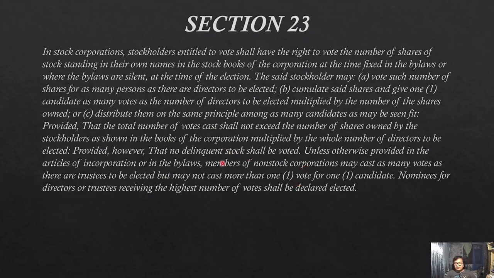Assurance sa books ng corporation, multiple, provided, ito, malaga to, no delinquent stocks shall be voted. Di ba, delinquent stocks, ibig sabihin stocks na hindi pa na-, no? Like, for example, sinubscribe yan, di ba? Sa accounting for partnership and corporation siya. Sinubscribe yan, kaso hindi nabayaran. So, delinquent yan. Okay? Na-discuss naman itong delinquent stock sa past videos.